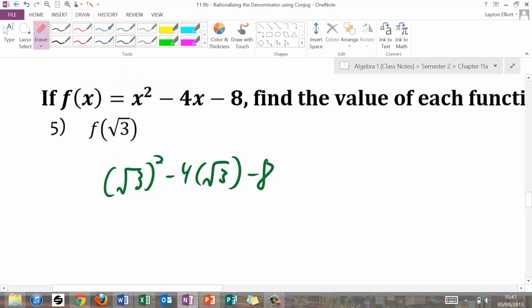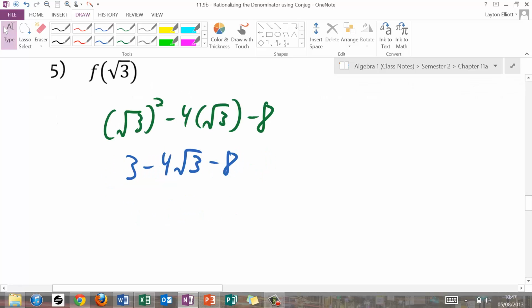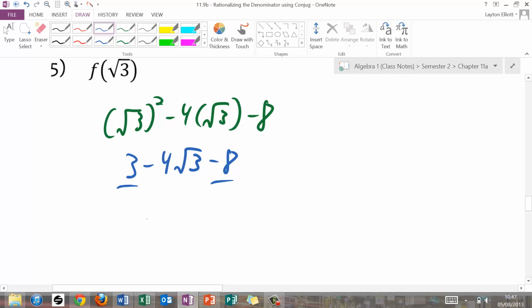Okay, so radical 3 squared is 3, minus 4 radical 3 can't be simplified, and then minus 8. Add your like terms. 3 minus 8 is negative 5, and we still have the minus 4 radical 3.